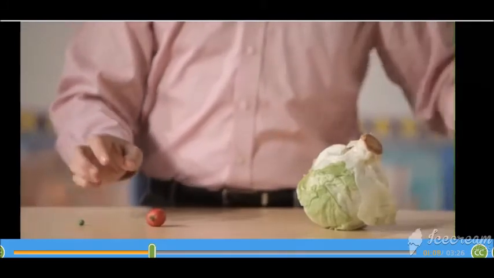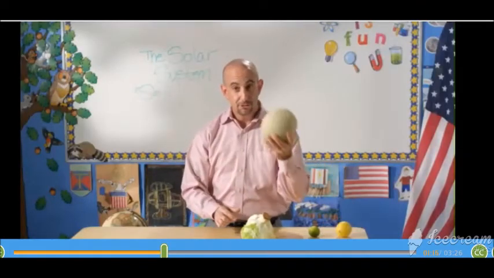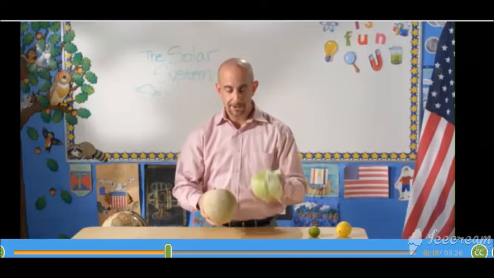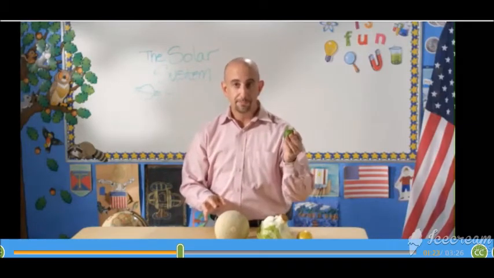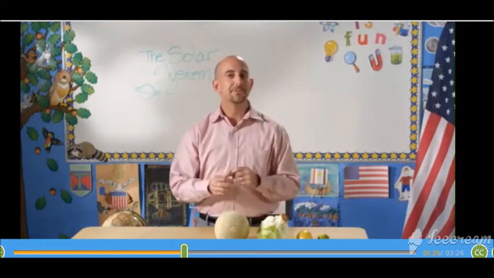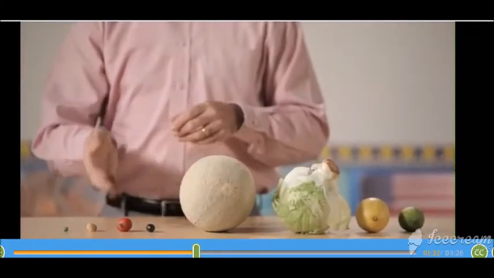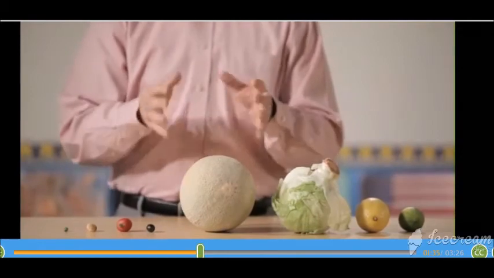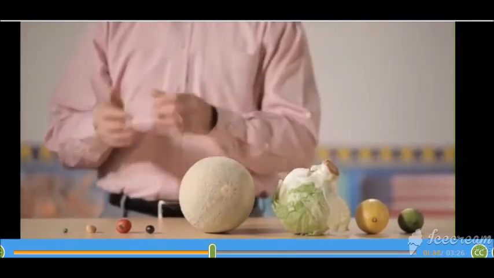Here we have Mercury, Venus, Earth, Mars, Jupiter, Saturn, Uranus, and Neptune. Now, the purpose of this model is to show the size of the planets in relation to each other. For example, you can see that the radish, Earth, is small in comparison to the cantaloupe, Jupiter. You can also see that there are 3 planets smaller than Earth.